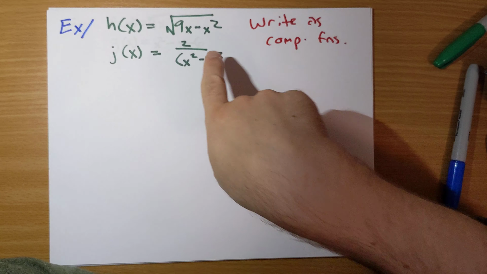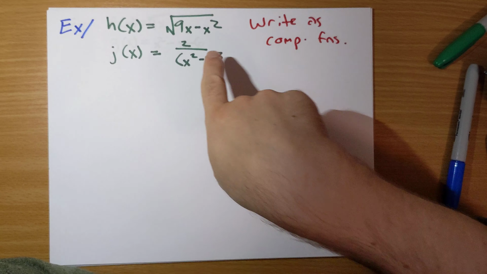For this j of x, how would you do 2 over x squared minus 1, cubed? I'm going to use a of x and b of x as our functions. I bet you would probably do x squared minus 1 first. Then after you take x squared minus 1, you cube it, and do 2 over that. So you do x squared minus 1, you cube that answer, and then do 2 over that.